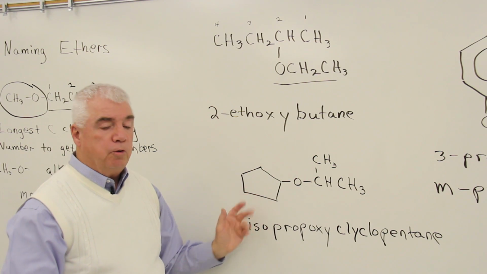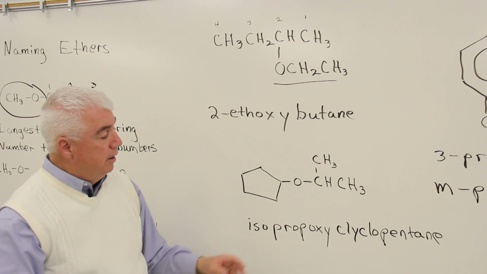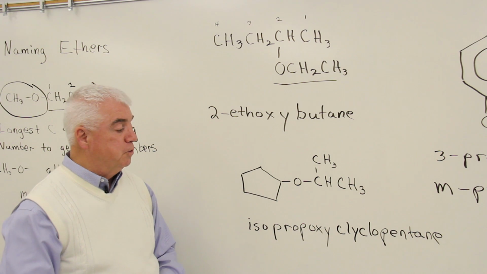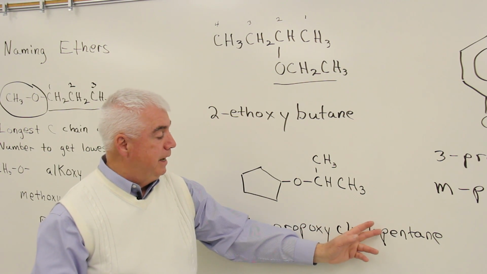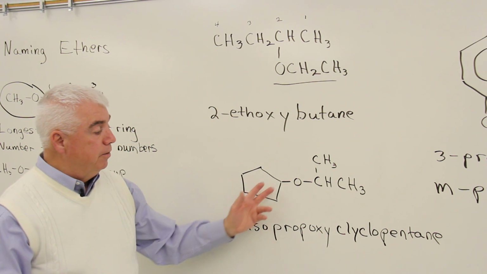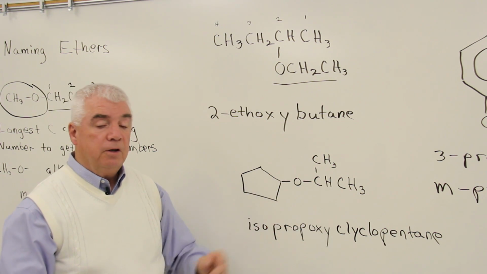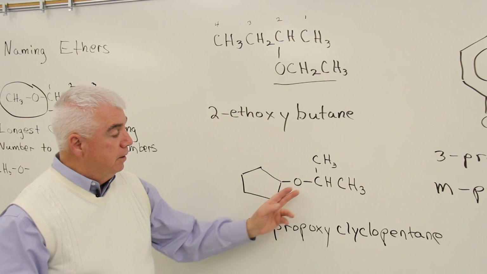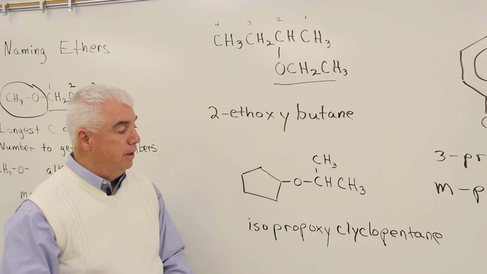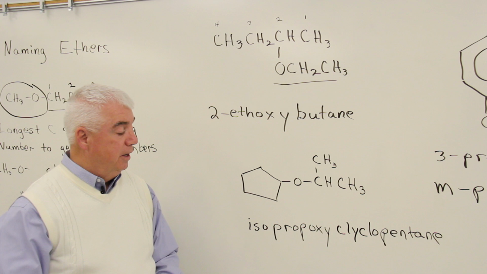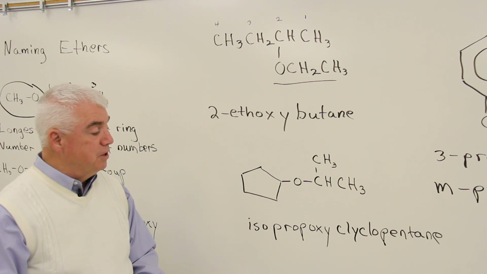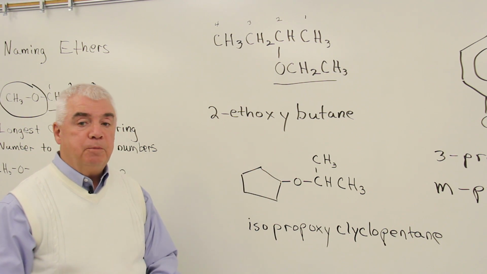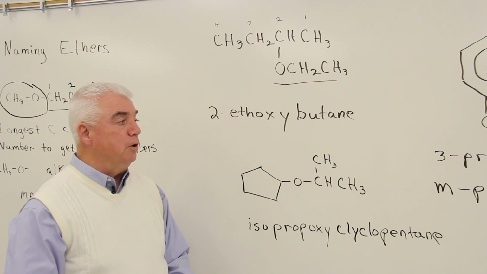Here I've got a cyclic structure. And it would be easiest for us if the ring were part of the base word. So cyclopentane is the base word. Then attached to it, 3 carbons on the oxygen. It's an isopropoxy group because it's attached to the middle carbon. If it were attached to one of the end carbons, it'd be propoxy, but this one is isopropoxycyclopentane. Don't have to put the 1 in, it'd have to be at position 1.